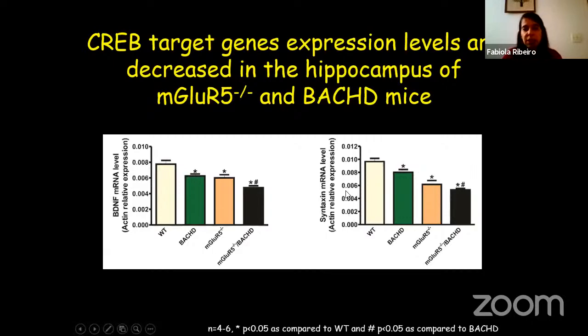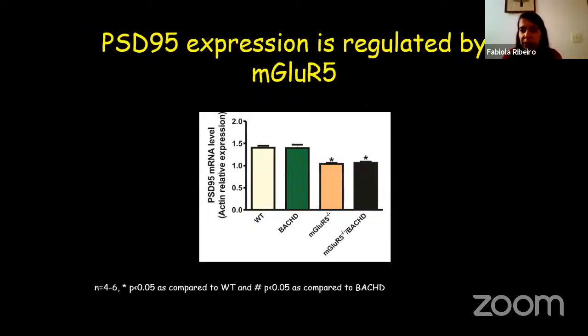As syntaxin is widely used as a presynaptic marker, we decided to look into SNAP-25 mRNA levels.